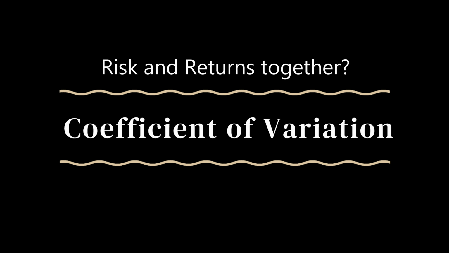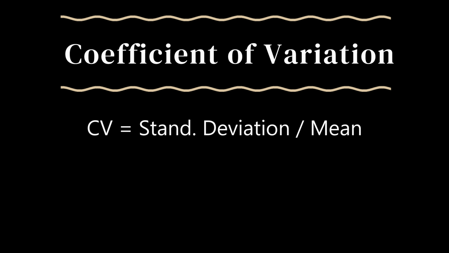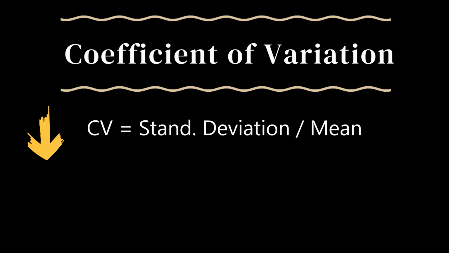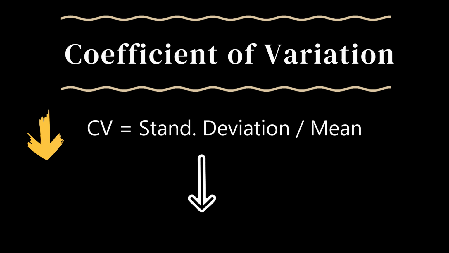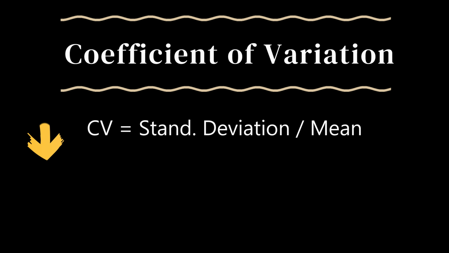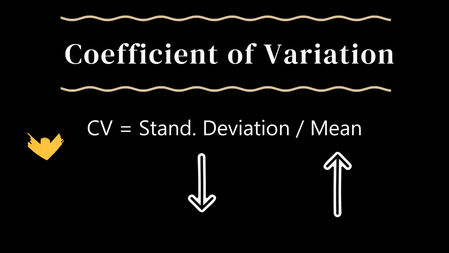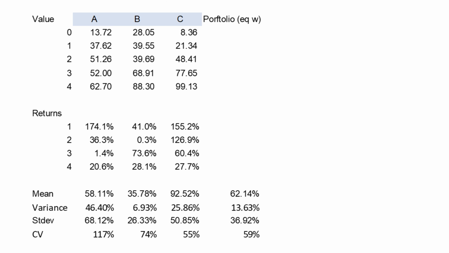Well, we need to talk about the coefficient of variation, or CV, which gives us risk per unit of return. It's calculated as the standard deviation divided by the mean return. A lower CV means either the investment is less risky, meaning a lower standard deviation, or it gives higher returns, or even both, less risky and higher returns. In our example, stock C and the portfolio have the lowest CVs, so they're the most efficient investments when considering both risk and return.